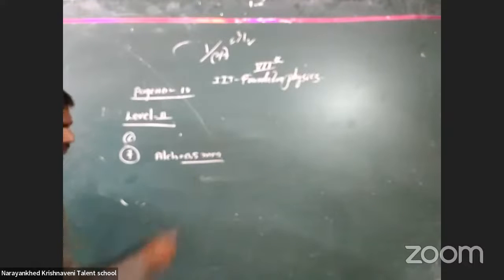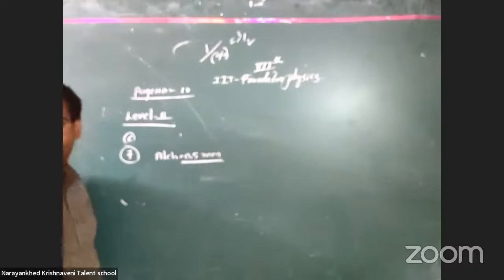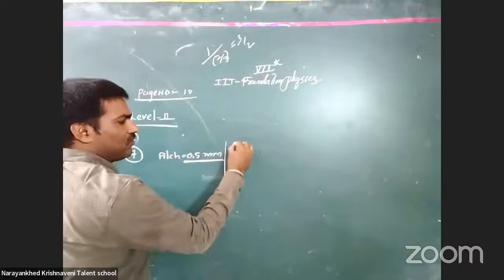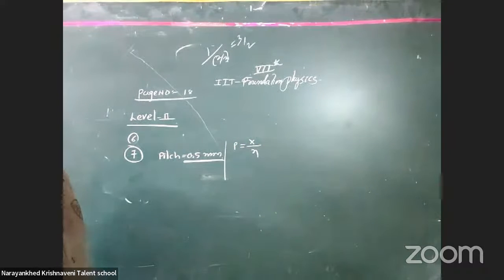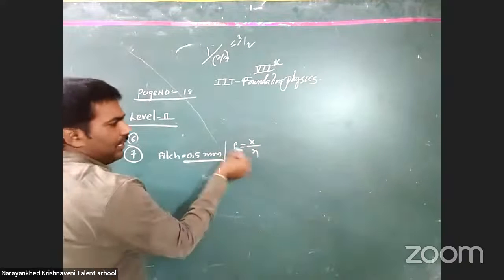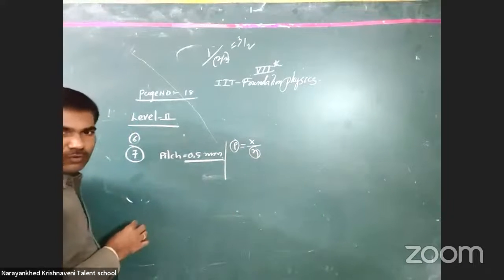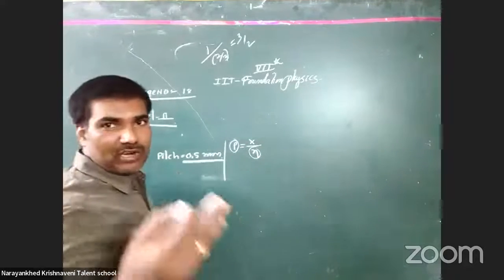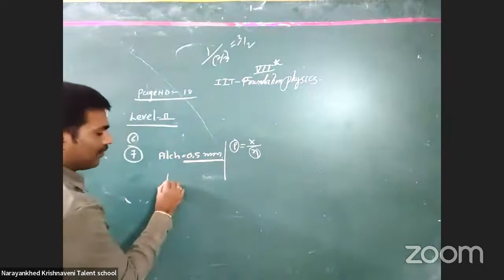Now, pitch equal to 0.5 mm is nothing but x by m. Clear or not, all of you? Now here pitch is already given. Number of head-scale divisions we don't know. We don't know the number of head-scale divisions now. We just have to find out the least count.